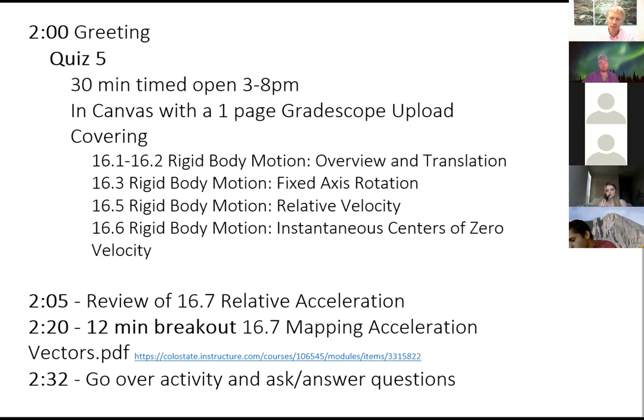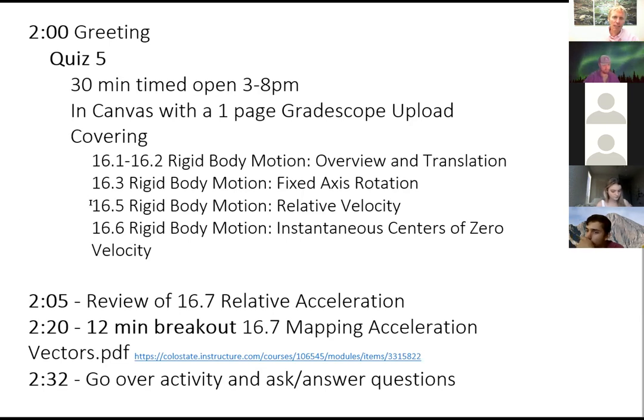And so, you know, fully understanding how to draw the vectors for fixed axis rotation, how to find ICZVs, mainly focusing on any of the three rules we talked about in the notes. So contacting a non-moving point, having two parallel velocities with a bisecting line perpendicular to those velocities, or non-parallel velocities, essentially extending lines from your velocity vectors perpendicular to the velocity vectors to a point of intersection. That's how we find ICZVs. And then additionally, using relative velocity.